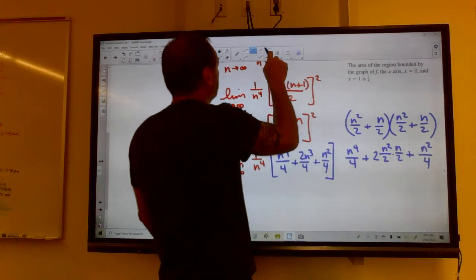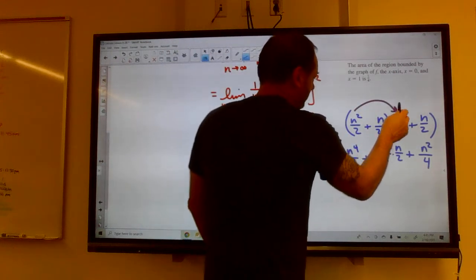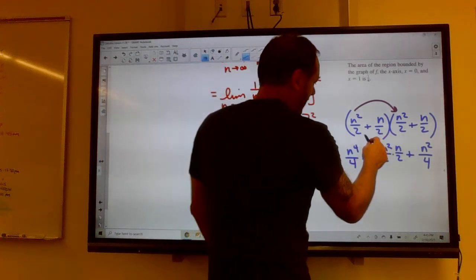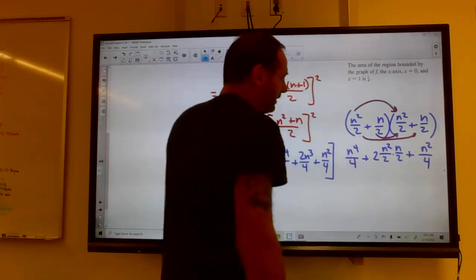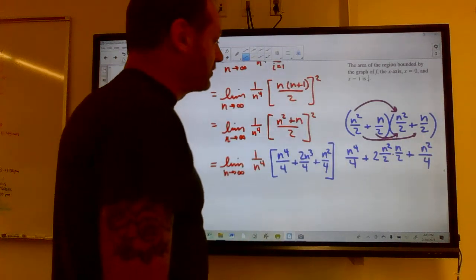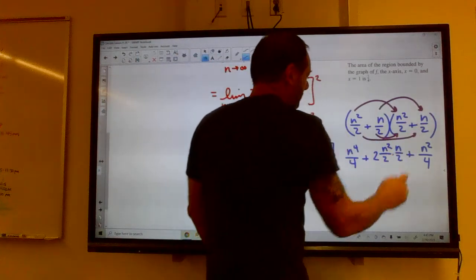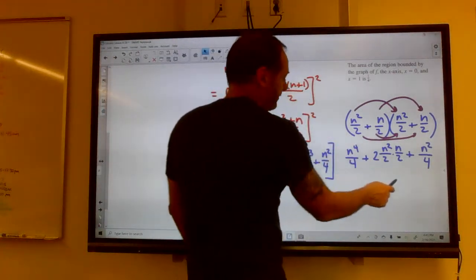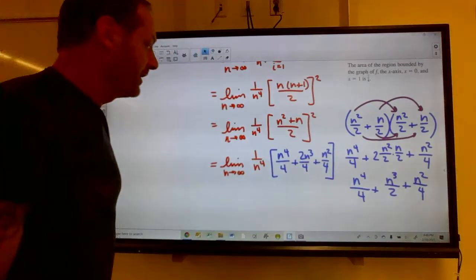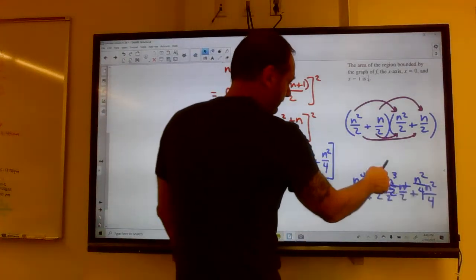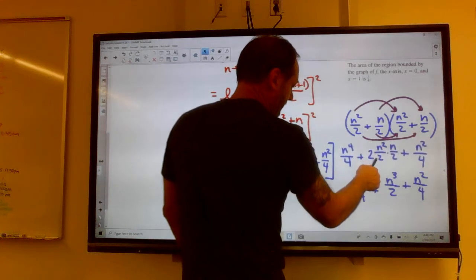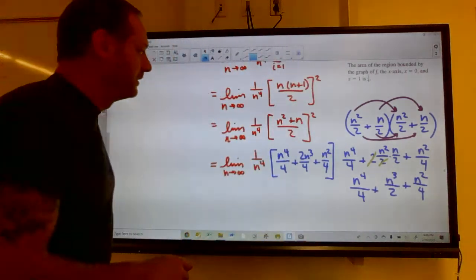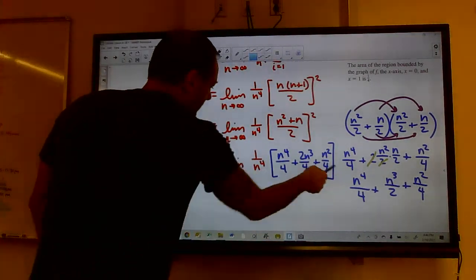So if you're foiling it, n squared over 2 times n squared over 2 is n to the fourth over 4. And then you get the outside and the inside. Okay, that's 2 times n squared over 2 times n over 2. And then n over 2 times n over 2. That becomes this. And you combine your like terms in the middle, and you get that. Okay, so this 2 cancels out one of those 2's. This 2 cancels one of those 2's, and you're good to go. Okay, so we take this and we substitute it in here.